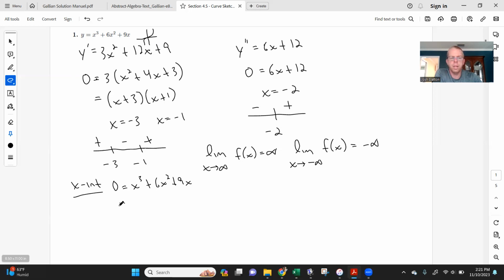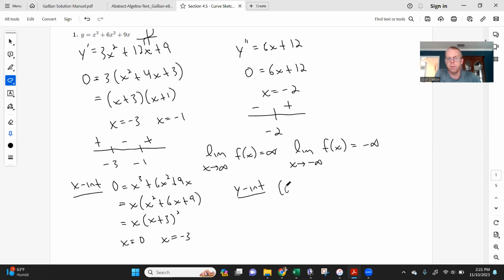We can factor out an x, and we have x squared plus 6x plus 9. We'll factor that out, and that factors to x plus 3 squared. And so we have x equals 0, x equals -3. And then for the y-intercept, plug in 0 for x, and we just get the y-intercept is 0, 0. And of course, I wrote an ordered pair here. These are ordered pairs also, 0, 0, and -3, 0.